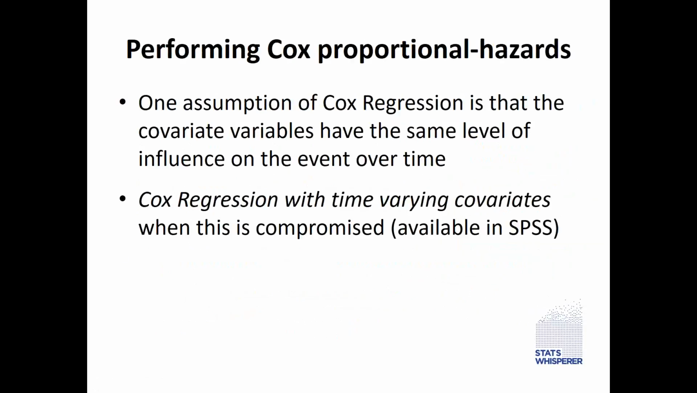One of the assumptions of the Cox regression is that the covariate variables have the same level of influence on the event over time, at each time period. Right? So if you suspect that that's not the case, you can also consider the Cox regression with time-varying covariates, which is also available in SPSS. We won't be going over it, but it's good to be aware of it if there's some special reason to think that there's a differential impact over time points.